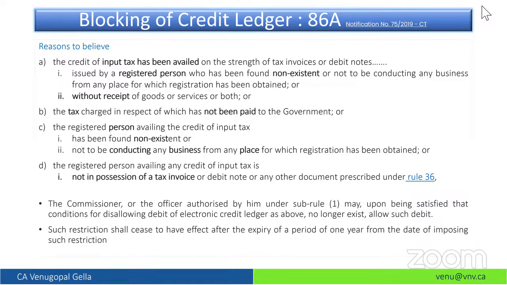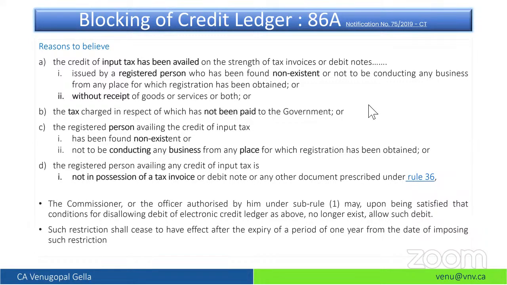So the reasons to believe here is if the input tax credit has been availed on the strength of an invoice where the registered supplier is not there, he's a fly-by-night operator, or it is bill trading, the material has not come but just the bill has come, or the taxes have been charged but they are clearly aware that these taxes were never paid to the government, or the person who availed the input tax credit has vanished or is not doing business. In these situations, if they have a reason to believe, they can apply a block on your credit ledger. This is one important provision.